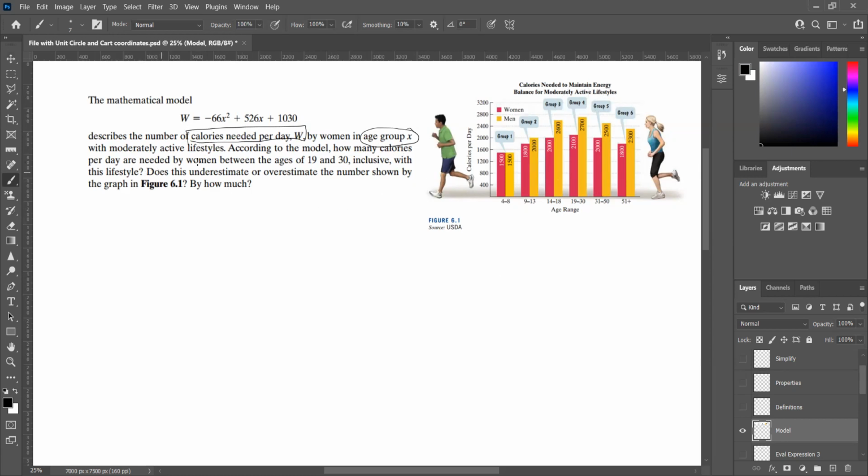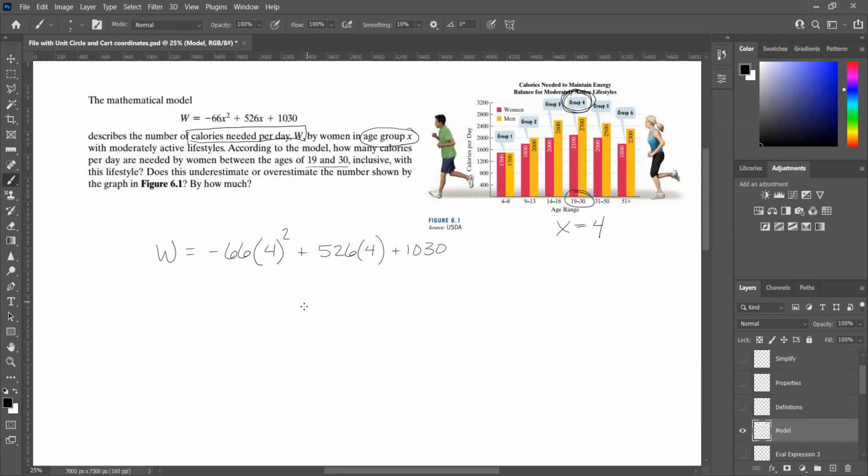So now let's look at the question. How many calories per day are needed by women between the ages of 19 and 30? Well, that's this age range right here. But recall, what we really need is the group number. So I'm going to take this group 4, and I will replace X with 4 in the mathematical model. So the mathematical model is W equals negative 66 times 4 squared plus 526 times 4 plus 1030.